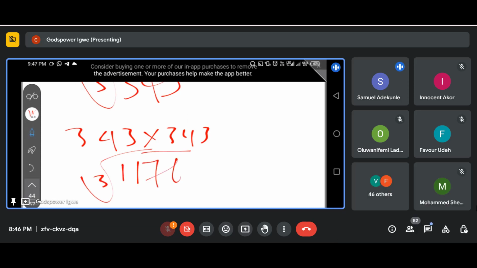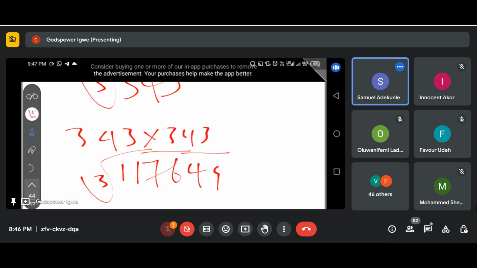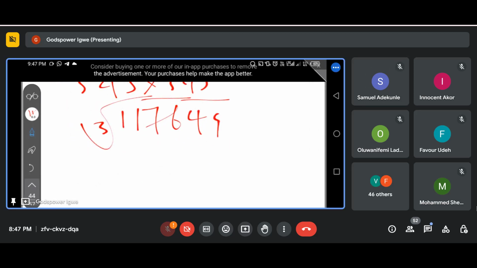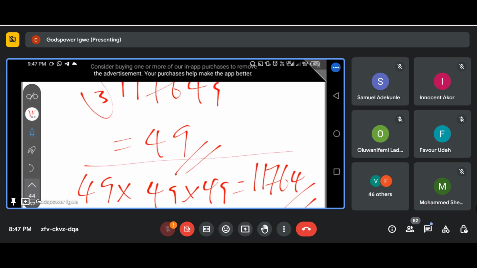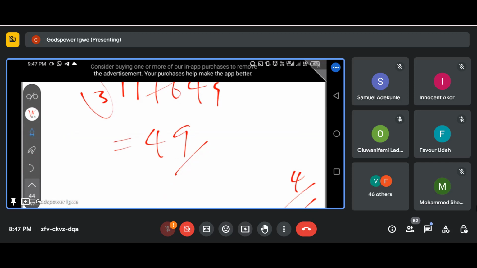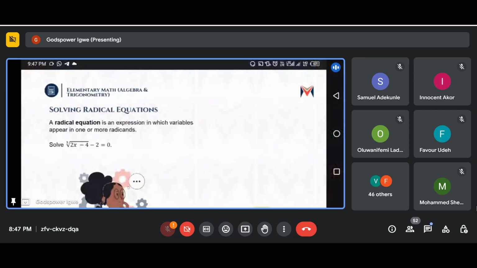117,649. So when you check for the cube root of 117,649, it is going to give you 49 as the answer. To test that, you just say 49 times 49 times 49, going to be 117,649. That's for the check. So everything you say you didn't understand, we can move on now.